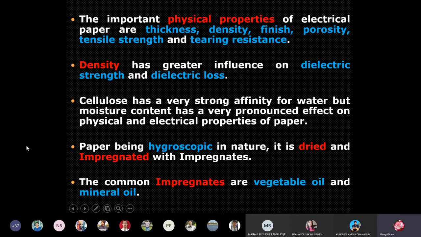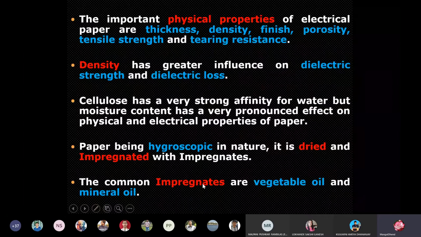Paper is hygroscopic. Hygroscopic means it absorbs water. Then it is dried and impregnated. So this weakness of cellulose, its affinity for moisture, can also be handled by impregnation. You immerse your paper in an insulating material, a varnish treatment, and heat it. That will avoid porosity, water porosity, and the moisture repellent effect will also be there. So common impregnants, I am telling you, are liquid insulating materials, varnish.